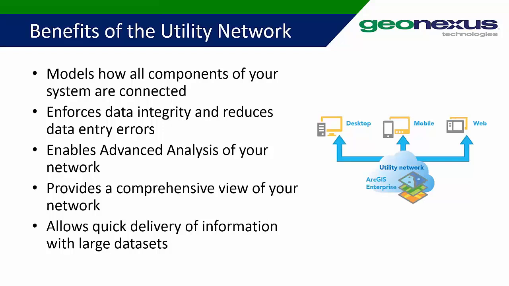So some of the key benefits of the utility network are, it models how all components of your system are connected. It also enforces data integrity and reduces data entry errors. It has a built-in mechanism to detect any logically inconsistent associations among features. For instance, you're not going to be able to connect a medium voltage transformer to a high voltage line. Some simple things like that. It has built-in mechanisms to identify it.